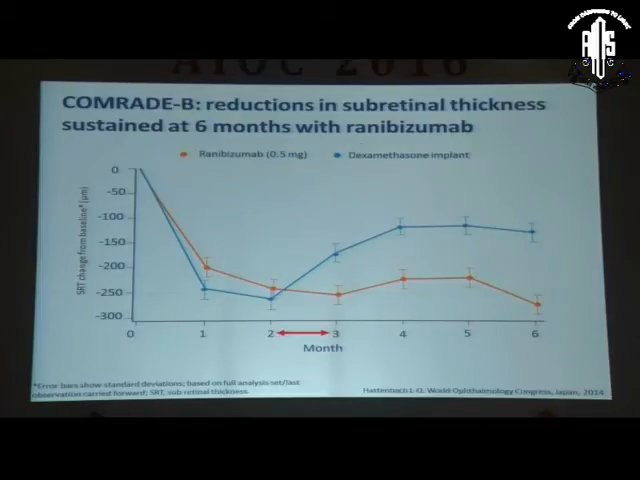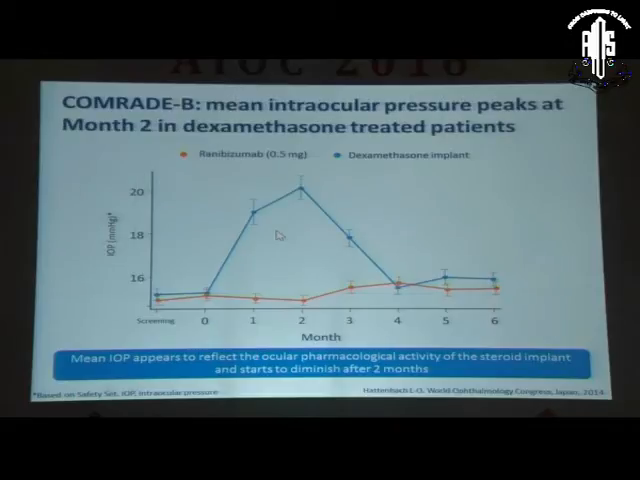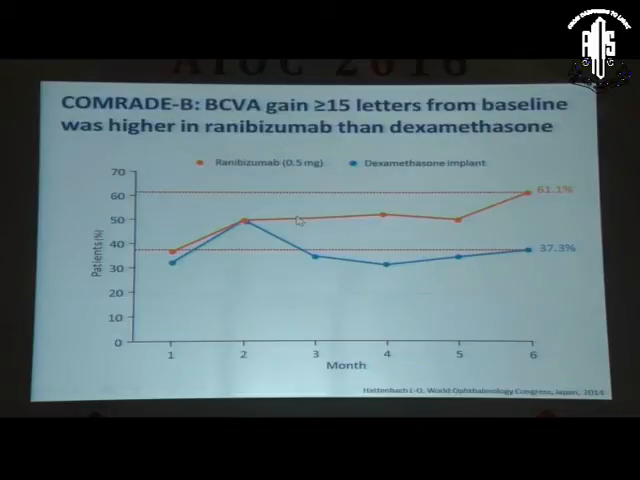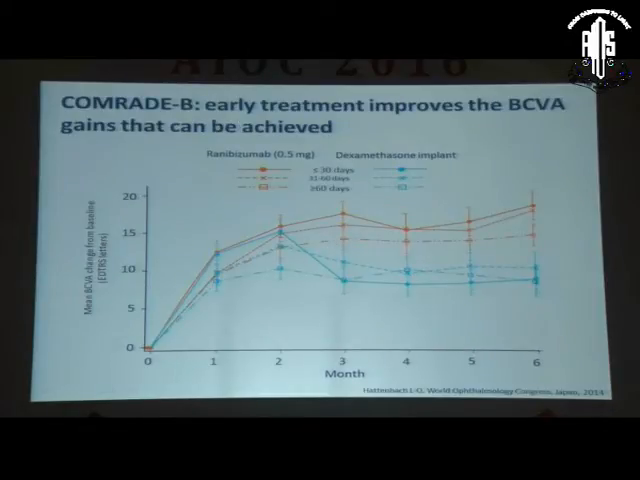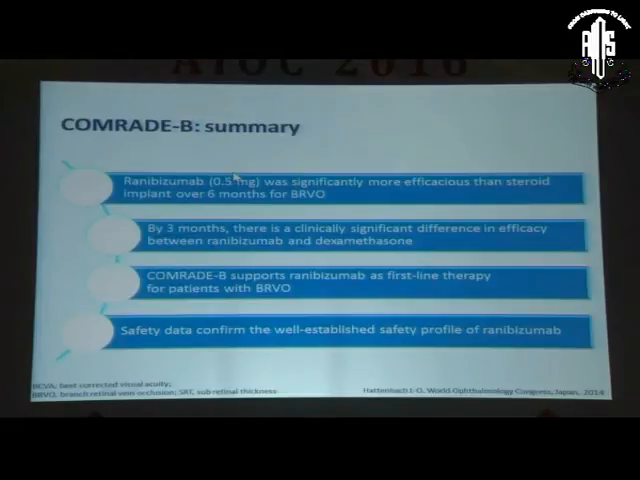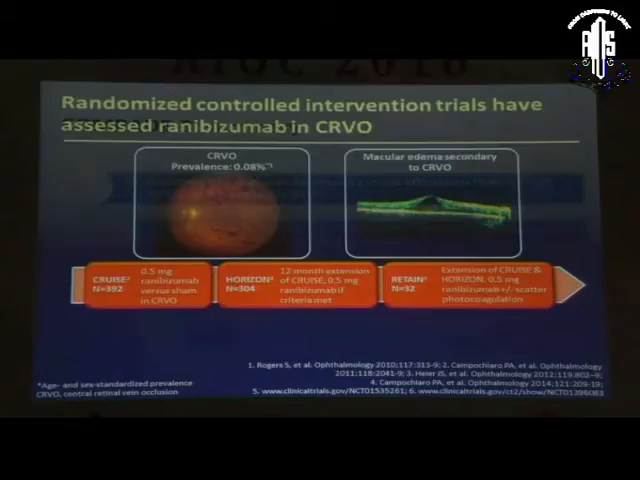This was the OCT showing similar observations. Mean intraocular pressure, mean IOP, also appears to reflect the pharmacological activity of the steroid, and here also you see the peak of high IOP is around 2 months. 15-letter gainers were also more in patients who had Lucentis treatment than Dexa treatment. And early treatment provides improved visual acuity gains rather than late. This was the summary of this comparative trial between Dexa and Lucentis.